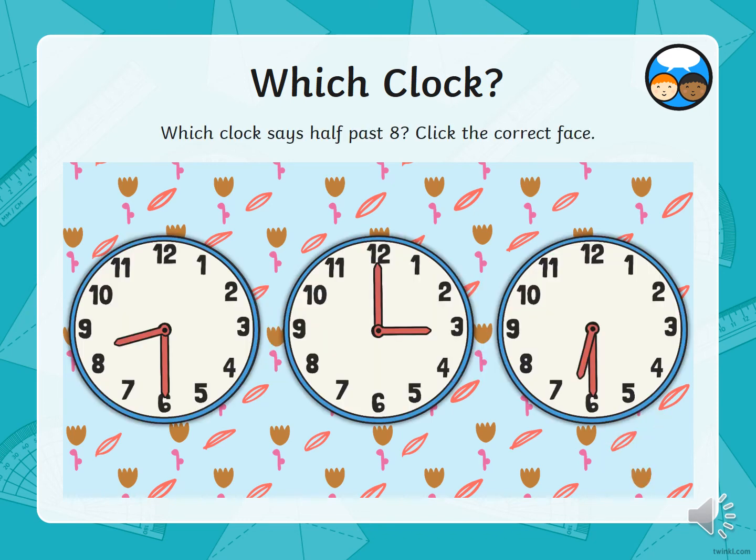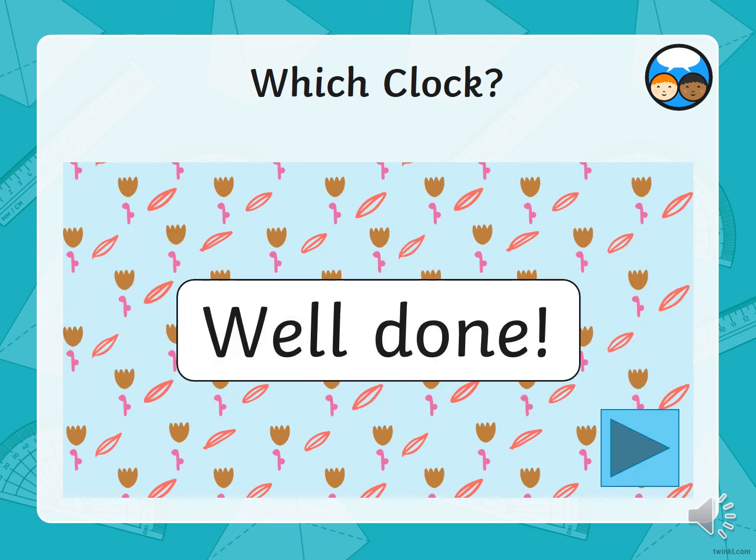Which clock says 8:30? The first clock says 8:30. Well done, because the big minute hand points to the 6, which means 1/2 past, and the small hour hand points halfway between the 8 and the 9, so that means 8:30. Well done.